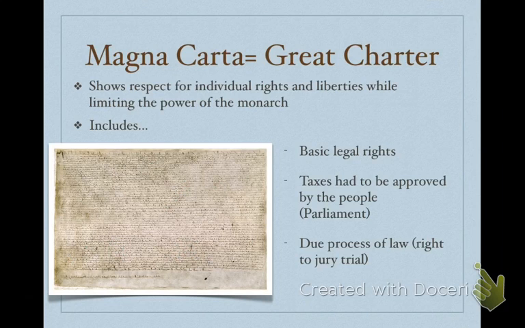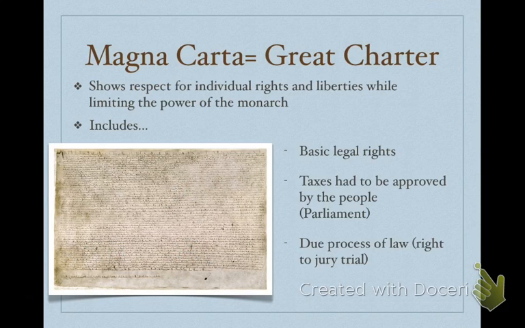And it also includes due process of law, which means kind of a right to a jury trial, and other legal rights that made it so to check the king's power, essentially. So he couldn't do whatever he wanted, and there were specific laws that both the king and the people had to follow. So Magna Carta, Great Charter, it still has influence today in our own constitution. And we see these ideas in our Enlightenment thinkers.